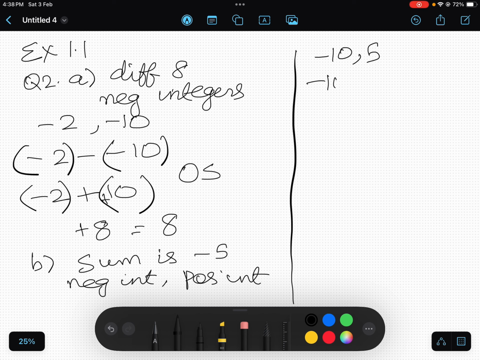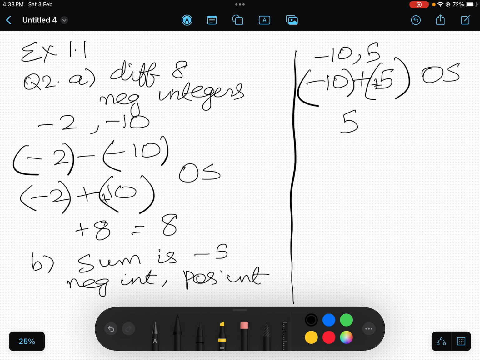Let us see what is the sum of this. So minus 10 plus 5. Use brackets like this. There is no sign in front of 5, so it means there is a plus sign. Now are the signs same or opposite? Opposite, so we have to subtract it. So 10 minus 5 will give you 5.